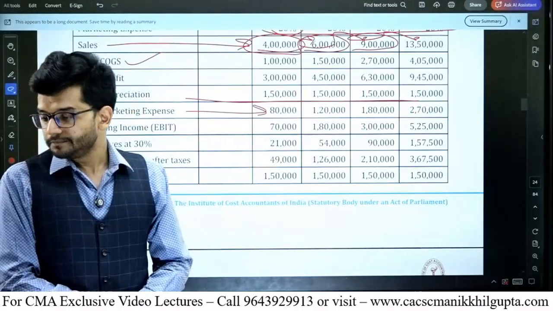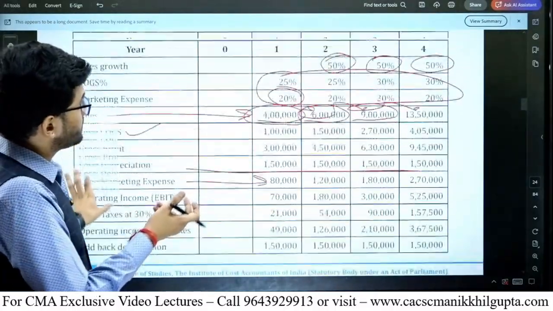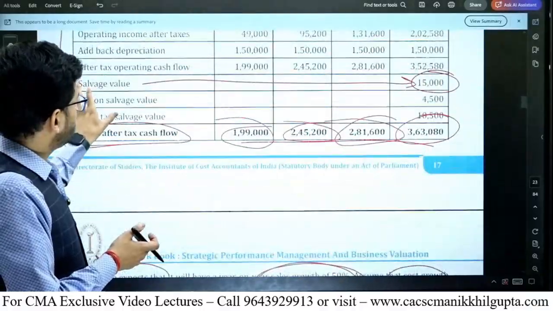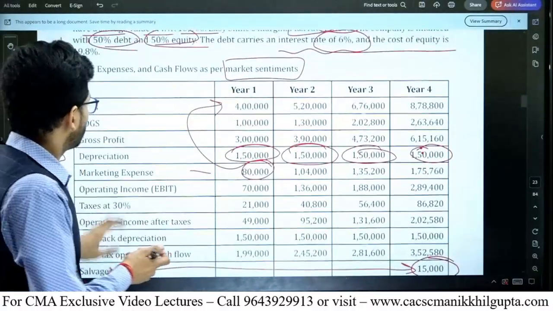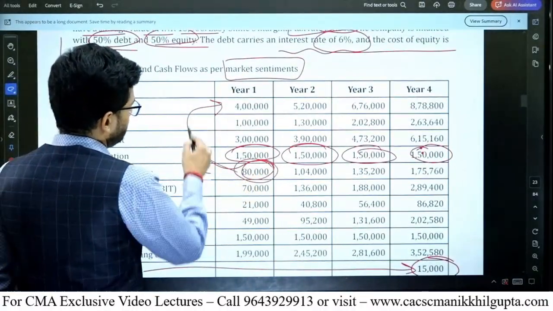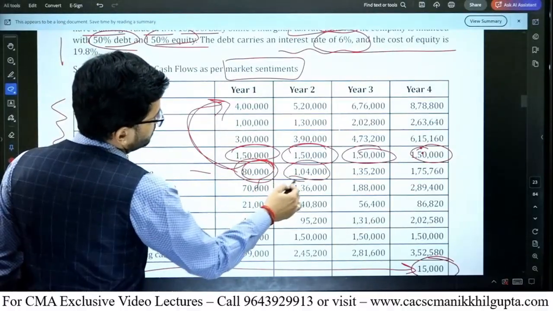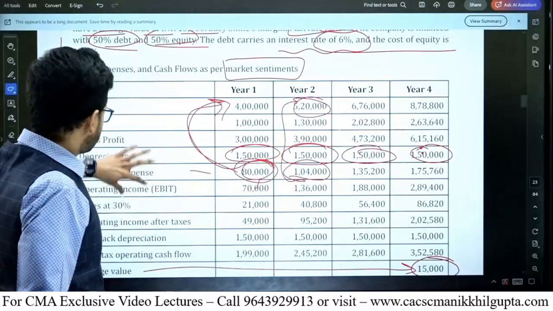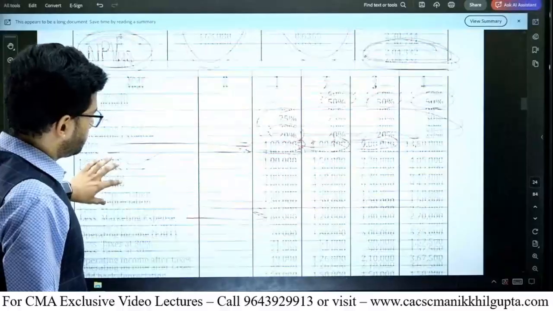That's what we have calculated. Where do we get 20% from? 20% comes from our market sentiments. So marketing expenses divided by sales: 1,04,000 divided by 5,20,000. This is how the percentage is coming.